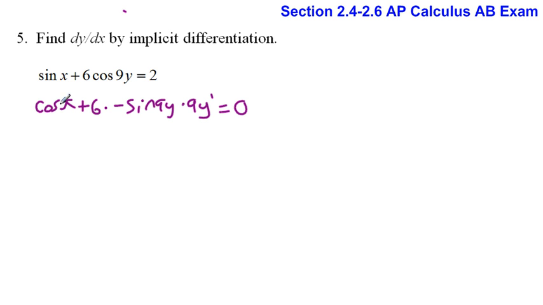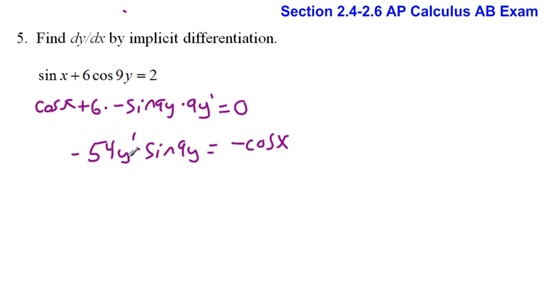Okay? So I'm going to move this cosine over here and multiply these together. So I'm going to move this over here and multiply these guys. So 6 and 9 gets us 54 y prime times, actually this is a negative right here, right? Times a sine of 9y equals a negative cosine of x. Okay, so again, all I did was I put this cosine of x over here, and I multiplied 9y prime times 6 and the negative there.